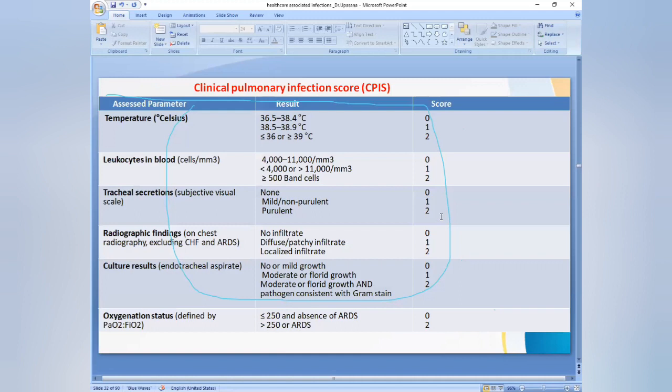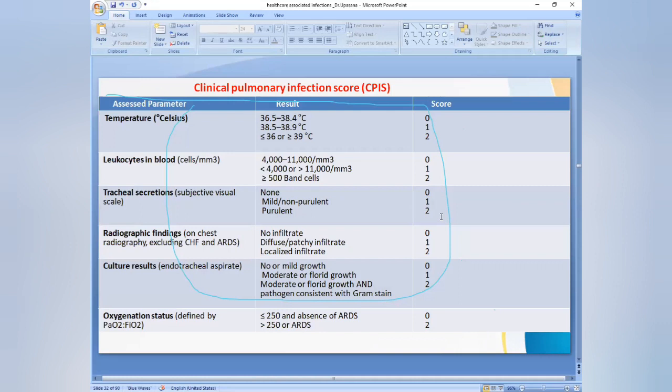So how do you diagnose? Very quickly, we have mechanical ventilation, then the baseline period, then the VAC, ventilator associated condition, then the infection related ventilator associated complication, and lastly the possible VAP.